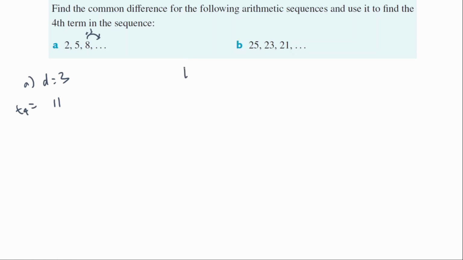Let's try question B now. We're also trying to find D, or the common difference. In this case, we're subtracting 2 each time. So you've got to show that we're subtracting 2, so it will be negative 2. That's our common difference. And therefore, our fourth term is going to be 19. 21 minus 2 gives me 19.